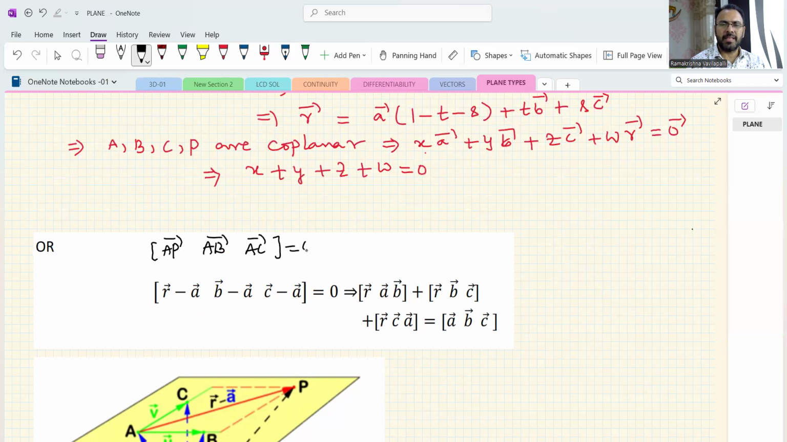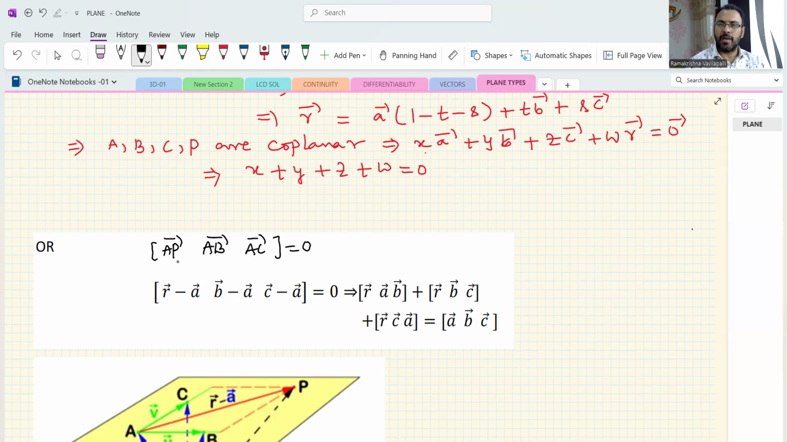Even though plane is not included in JEE Main in 2024 and also not included in 2025, they may include it from next year onwards. But it is part of the syllabus of JEE Advanced.